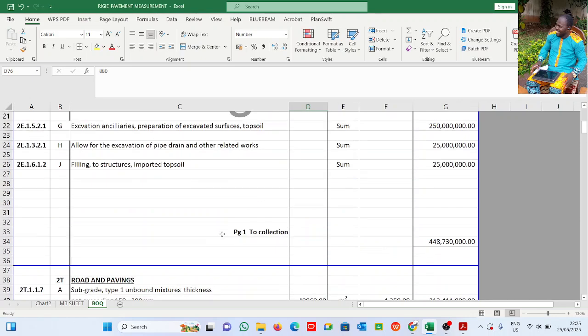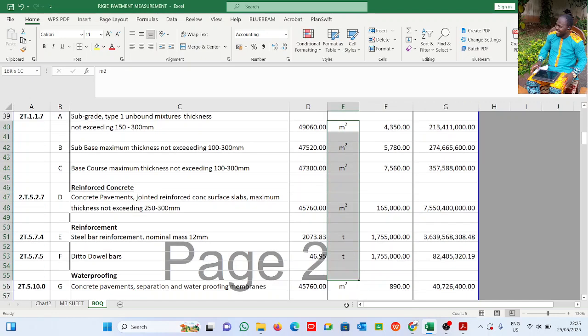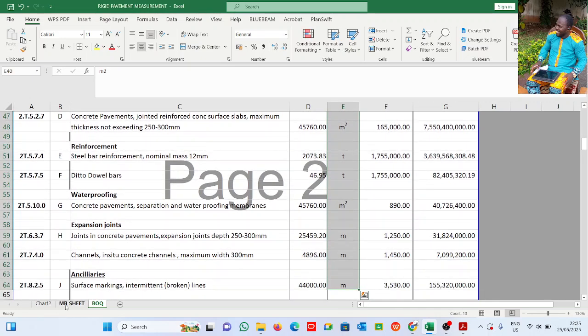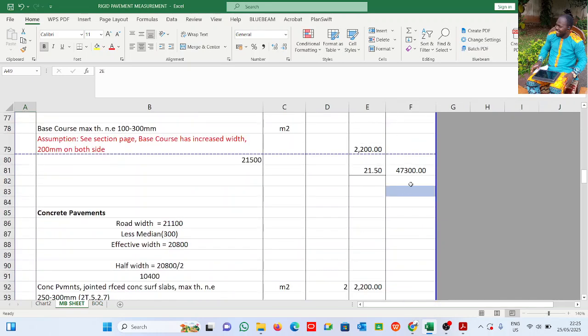This is a detailed bill of quantity, because now you see you have quantity, you have unit, you have rate, you have amount. If it were a draft, you would see only unit. As a matter of fact, these items will not be priced.